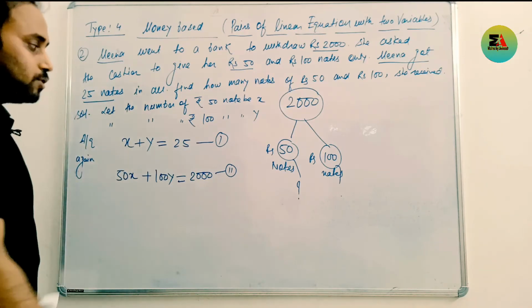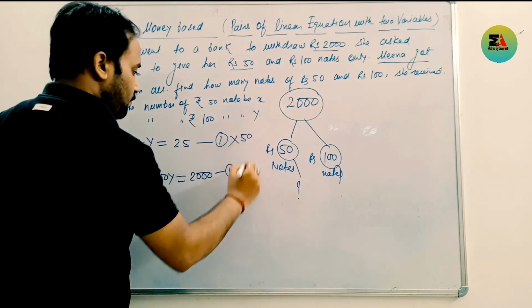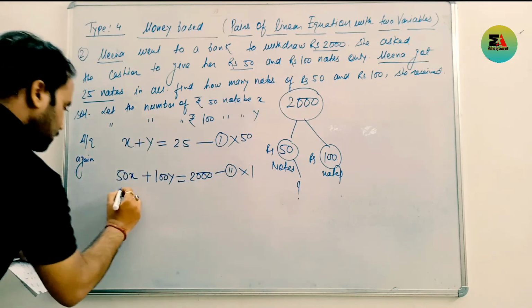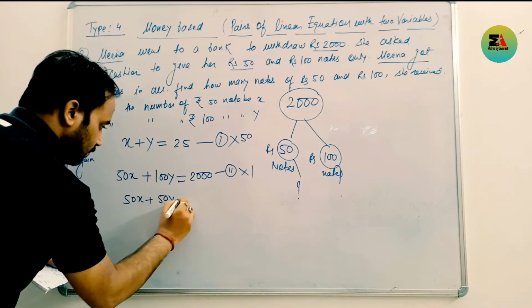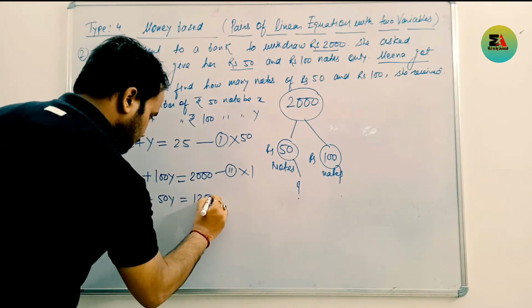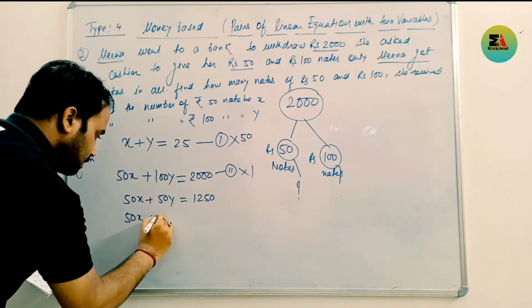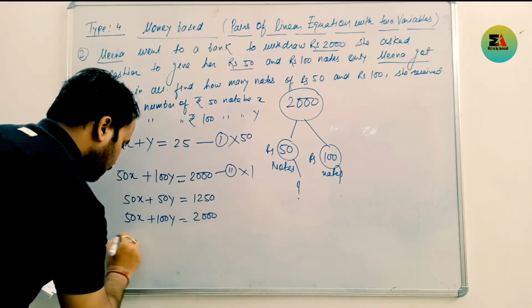Now solve the equations. How do we solve? Equation first is multiplied by 50 and equation second is multiplied by 1. After multiplying, equation first becomes 50x plus 50y equals 1250. Our second equation is 50x plus 100y equals 2000 rupees.